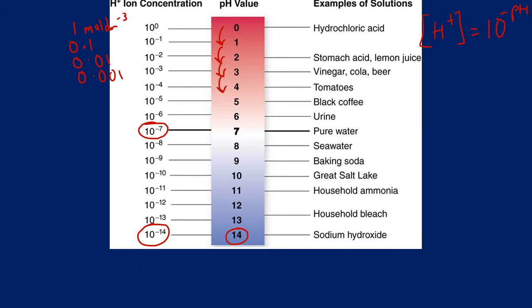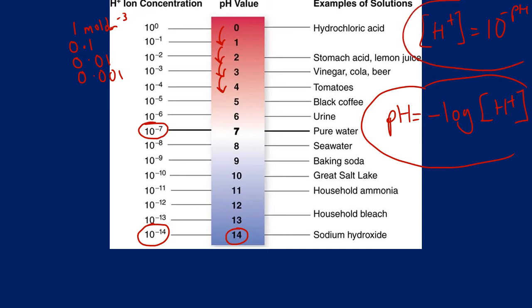Okay, so the pH scale is directly linked to the H+ concentration. It's minus log of the H+ concentration. You are expected to be able to use these 2 formulas.